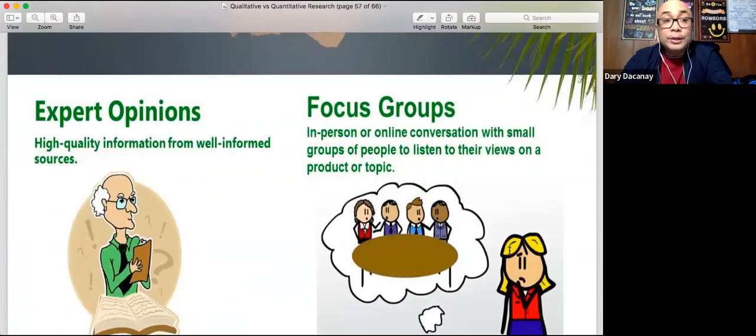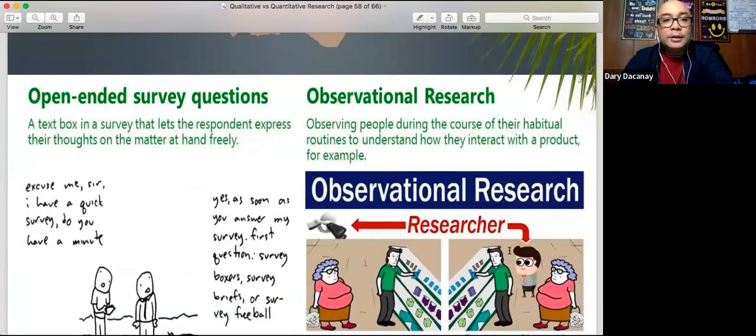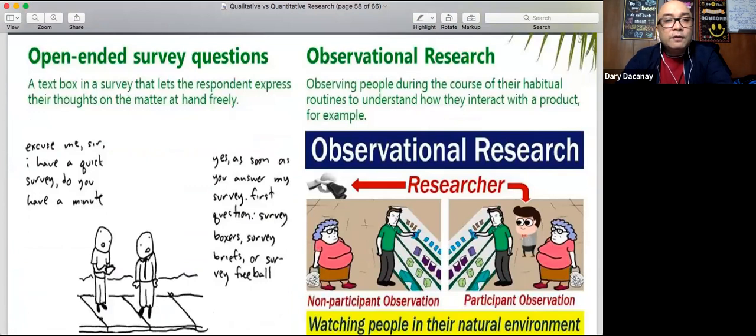You can also have expert opinions, high-quality information from well-informed sources, and focus group discussions, in-person or online conversation with small groups of people to listen to their views on a product or a topic. You can also do open-ended questionnaires or survey questions, a text box in a survey that lets the respondent express their thoughts on the matter at hand freely, and observational research. Here, observing people during the course of their habitual routines to understand how they interact with the product, for example.